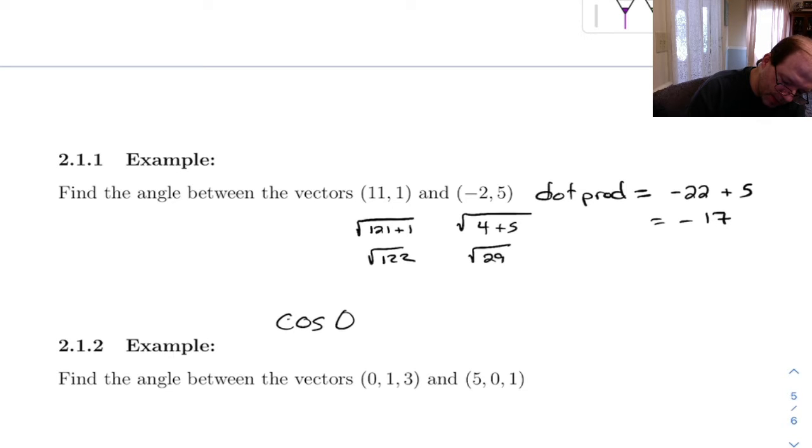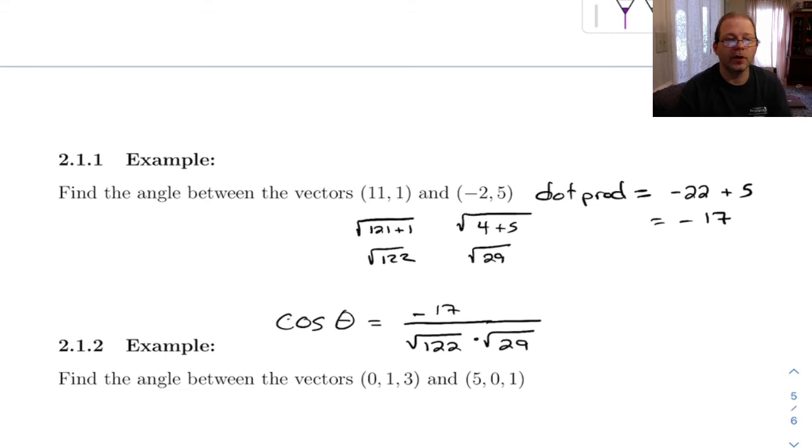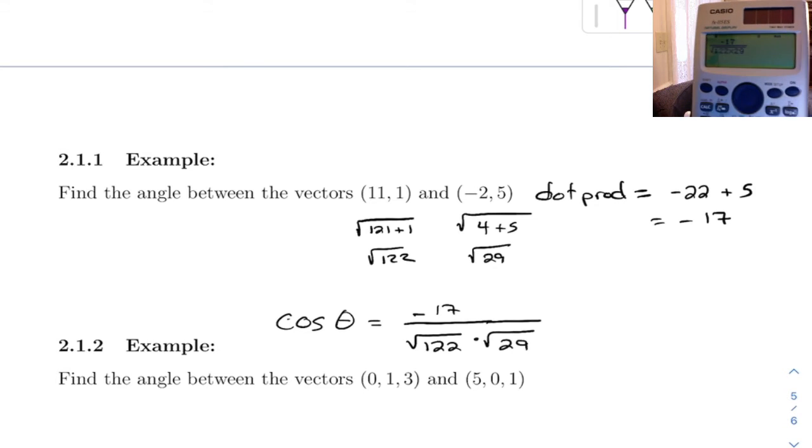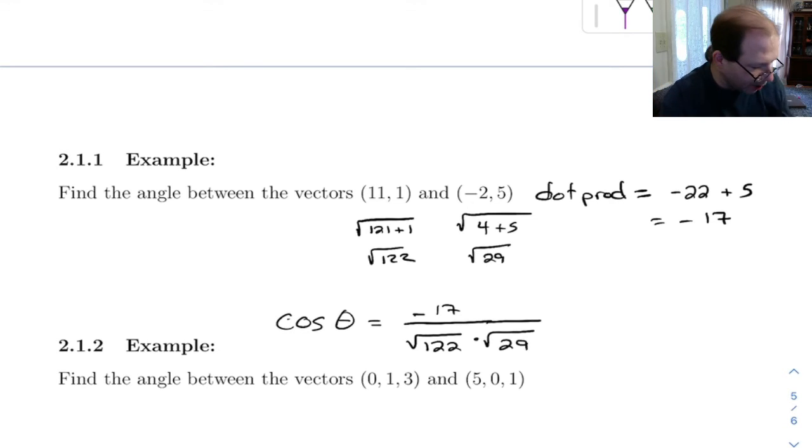So cosine of theta is going to be negative 17, the dot product, over the product of their lengths. Let's see, where did my calculator go? Here it is. All right, so we're going to get some ugly numbers here. On top, I've got negative 17. On the bottom, I've got the square root of 122 times 29. When I put that in my calculator, I'm actually putting it in as a single square root because, you know, properties of radicals, we can multiply them together like that.